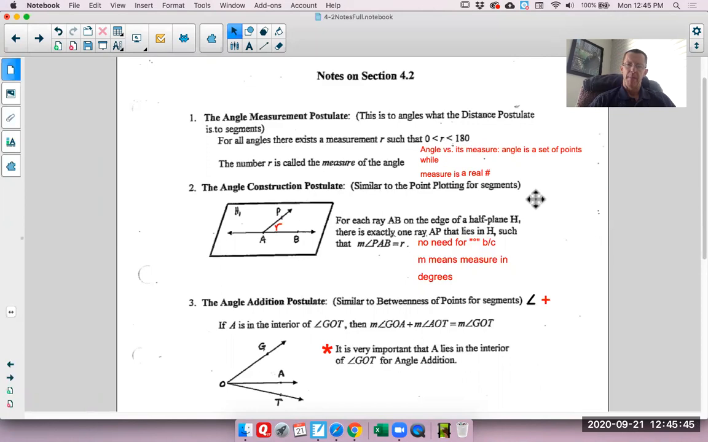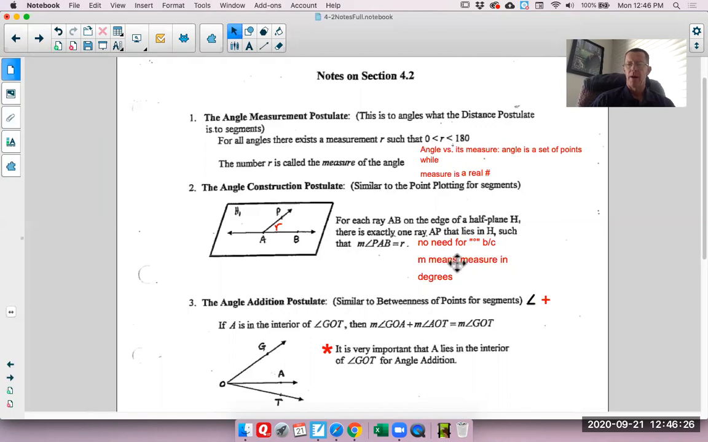And that basically says that for each ray AB on the edge of a half plane, remember a line creates two half planes, here's H1, H2 would be down here. There is exactly one ray AP that lies in H1 such that the measure of angle PAB is equal to R. Now, what is that basically saying? It just says that for every single possible number between 0 and 180 coming off of this ray AB, there's only going to be one angle that has that.